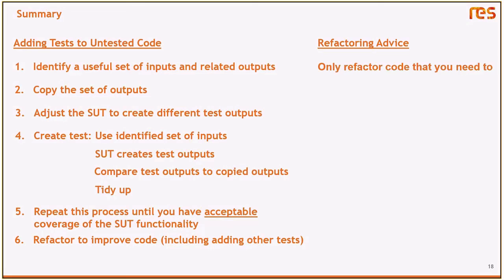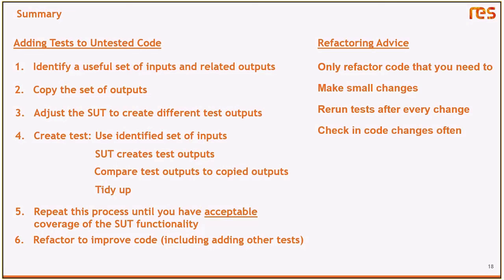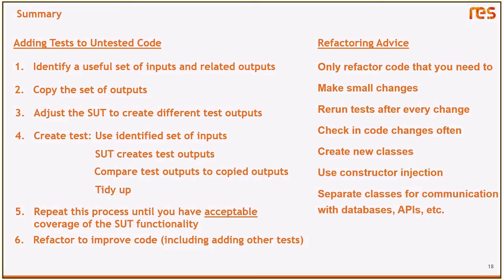And when we're doing that refactoring, only refactor code when you actually need to. So when you've got a bug or you don't understand it and you need to make changes to it, you want to make small incremental changes, rerunning your tests after every change, checking your code changes often, creating new classes when that's appropriate, using constructor injection to provide those new classes to other classes, and use separate classes for communication with data sources such as databases or APIs.